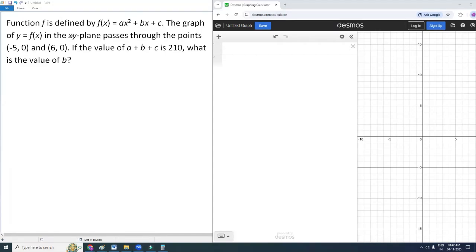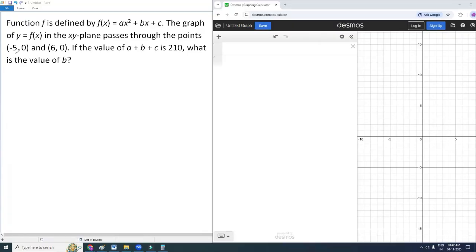Okay, let's go to the question. Function f is defined by f of x equals ax squared plus bx plus c. The graph of y equals f of x in the xy-plane passes through the points (-5, 0) and (6, 0). If the value of a plus b plus c is 210, what is the value of b? Okay, here we have the information.